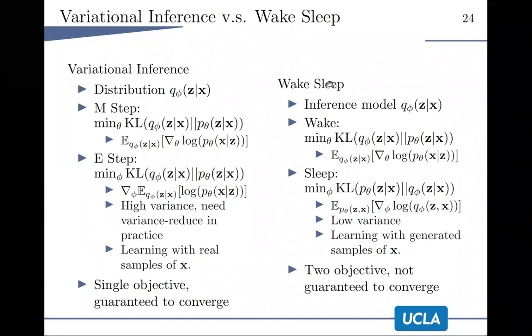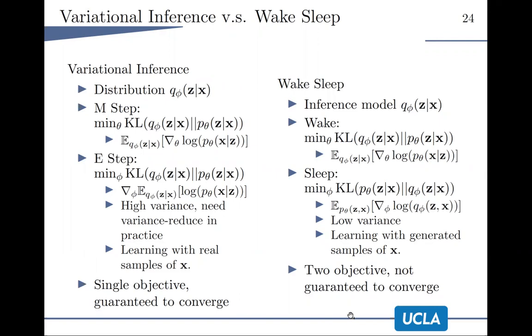In the wake-sleep algorithm, we use two objectives, and in theory it's not guaranteed to converge. Whereas in the variational inference, there's a single objective, and it's guaranteed to converge. And of course, there are some benefits, like the low variance.